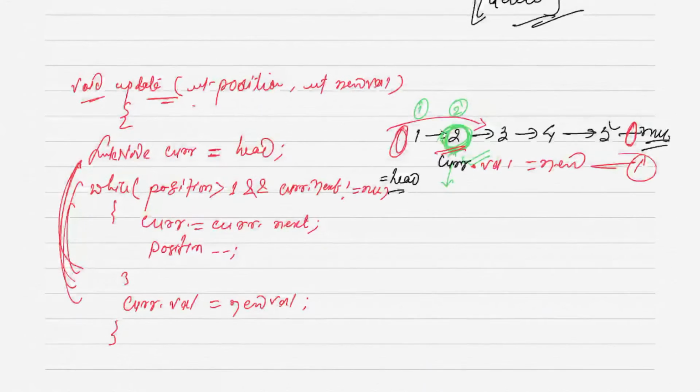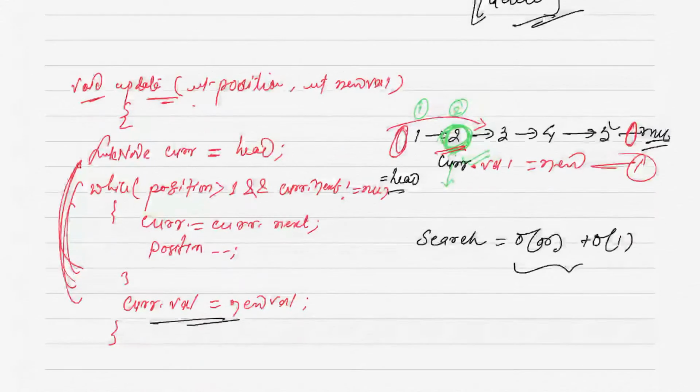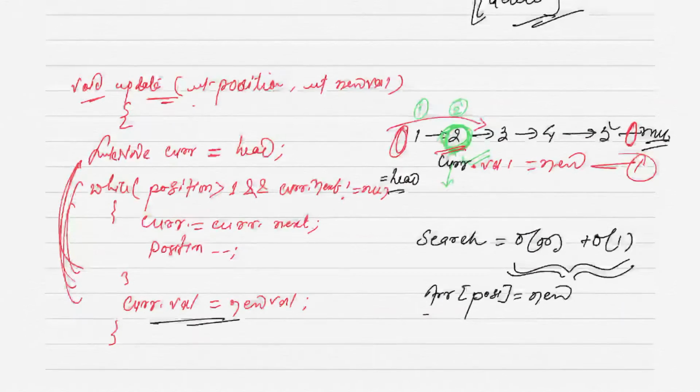If you talk about the time complexity in this case, update at a specific location, search is going to take O of n in the worst case, and to update it's going to be O of 1. This is what we already discussed at the time of doing the complexity. But if it's an array, you can simply do array[position] equal to new value. So there is an advantage and a disadvantage. This is how update is going to look.